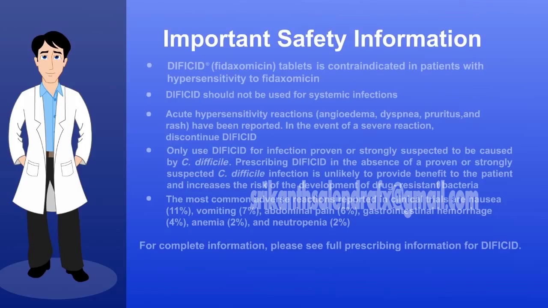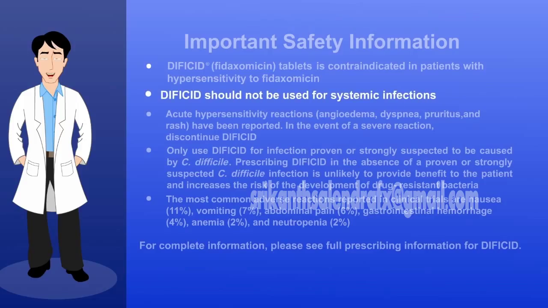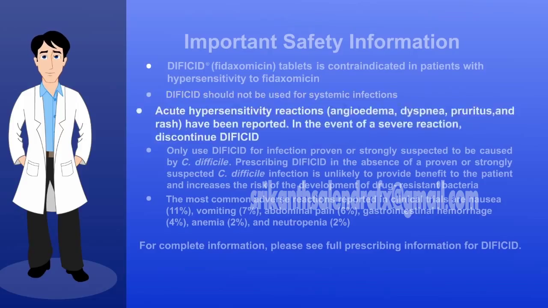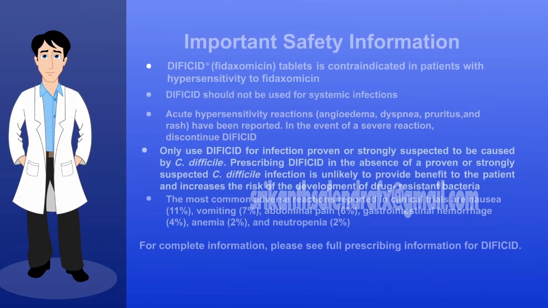Important safety information. Dificid, fidaxomicin tablets, is contraindicated in patients with hypersensitivity to fidaxomicin. Dificid should not be used for systemic infections. Acute hypersensitivity reactions. Angioedema, dyspnea, pruritus, and rash have been reported. In the event of a severe reaction, discontinue Dificid.